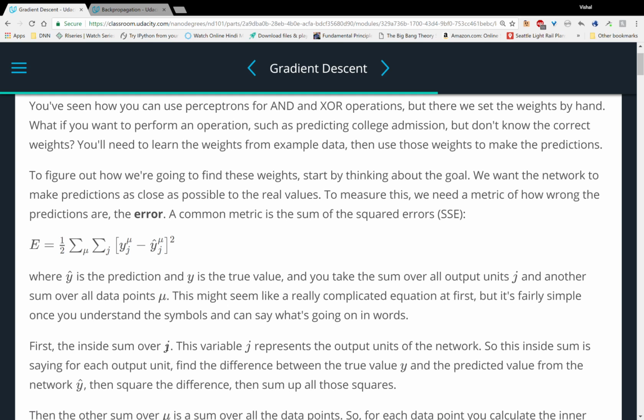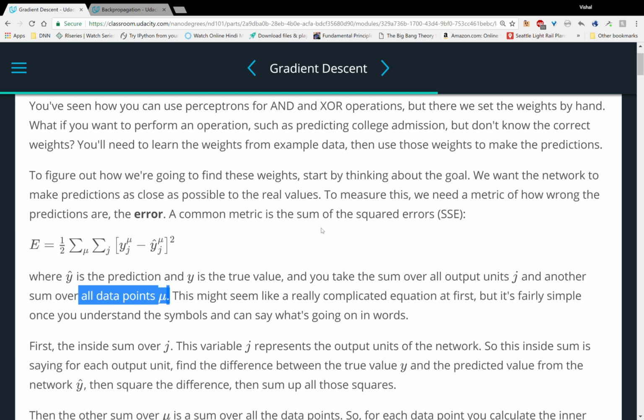The error is the known output minus the computed output. You square that across all j, where j is the output units of the network. This is important, so it may have more than one output unit, and mu is the number of inputs, okay, the number of data points overall.